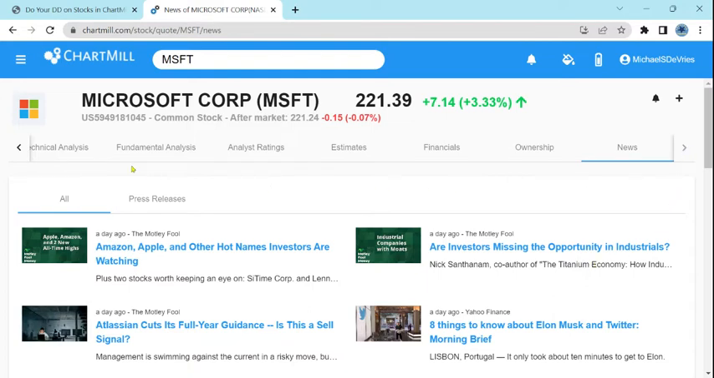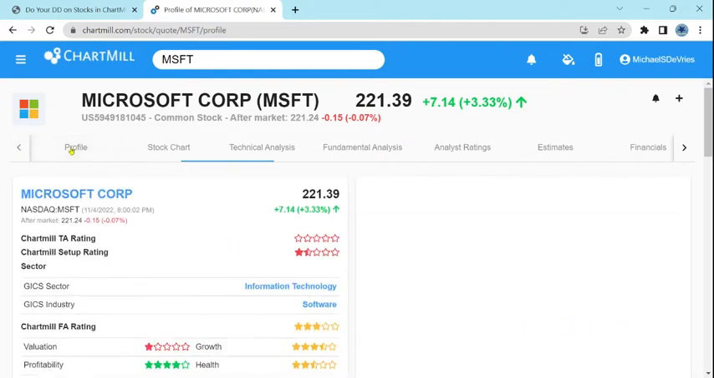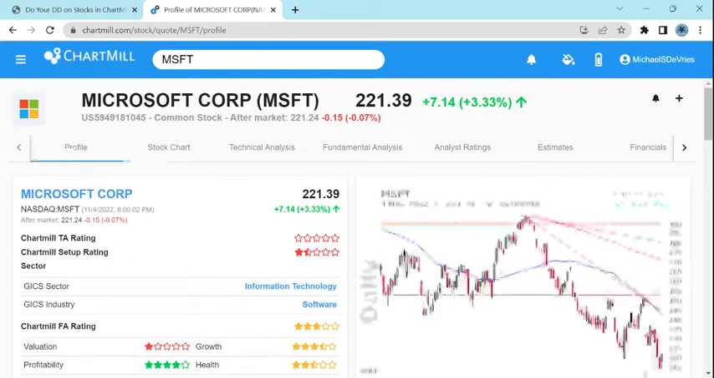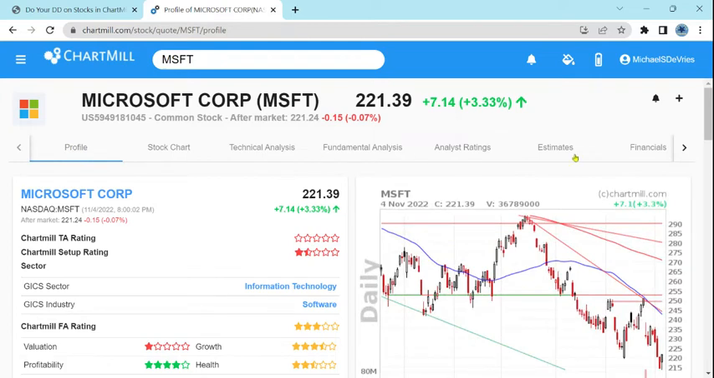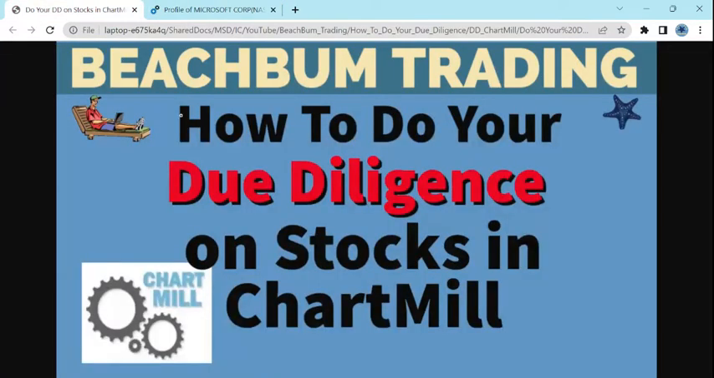And again, all that information is available just by searching for your ticker in the search bar at ChartMill. And now we'll dig into more detail on what's available on each of these tabs in ChartMill and how you can use this to do your own due diligence in ChartMill.